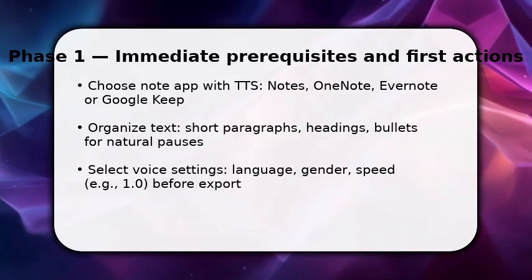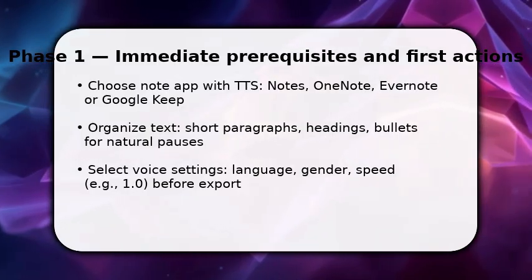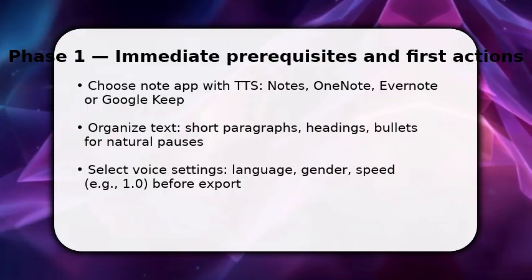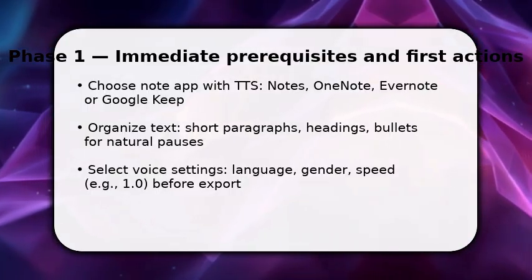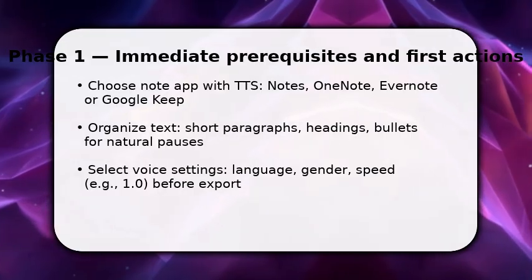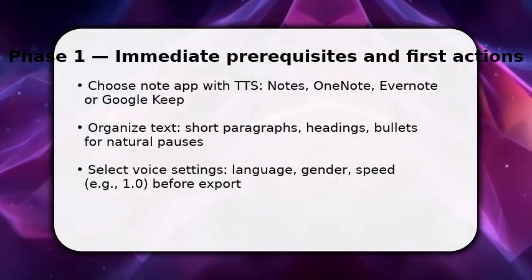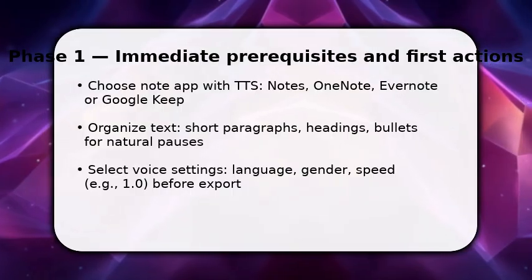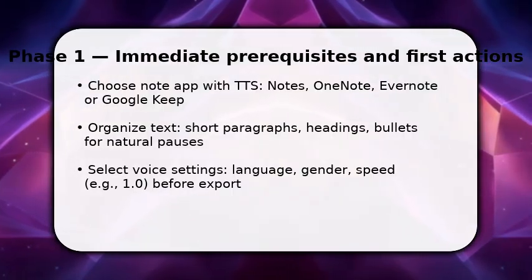Once done, open Accessibility or TTS settings in the app and pick Language, Voice Type, and Speed, for example 1.0 is neutral. Make sure your device volume and audio output are set. Then move to selecting the text or page you want narrated so you can start the conversion step.